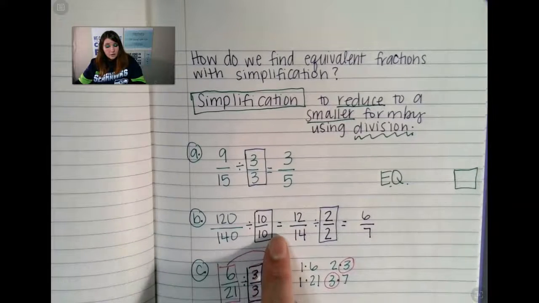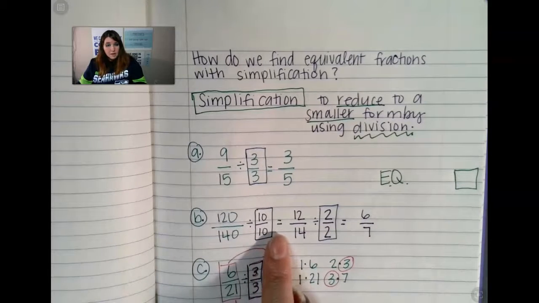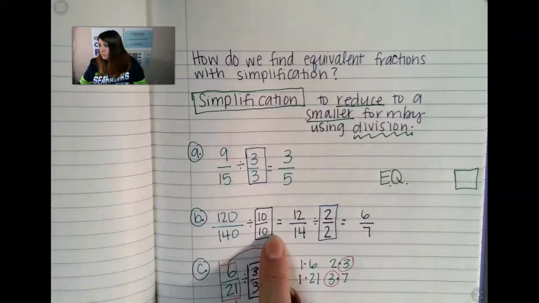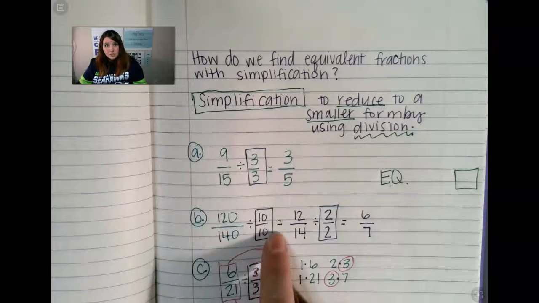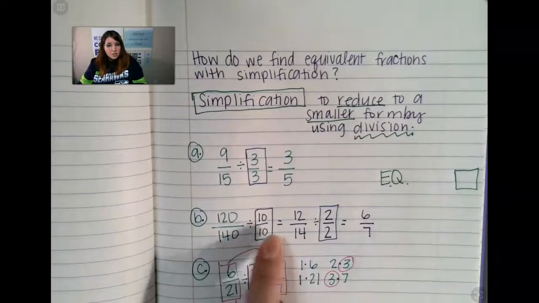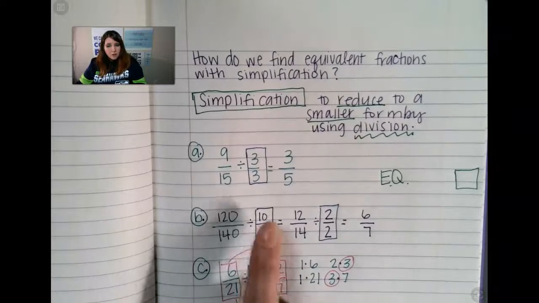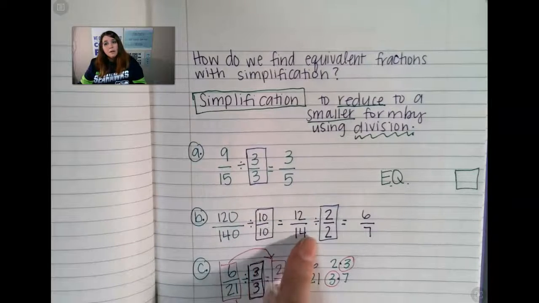Numerator and denominator. My brain is toast right now. And you're able to divide by the same number on top and the same number on bottom to get an equivalent fraction.